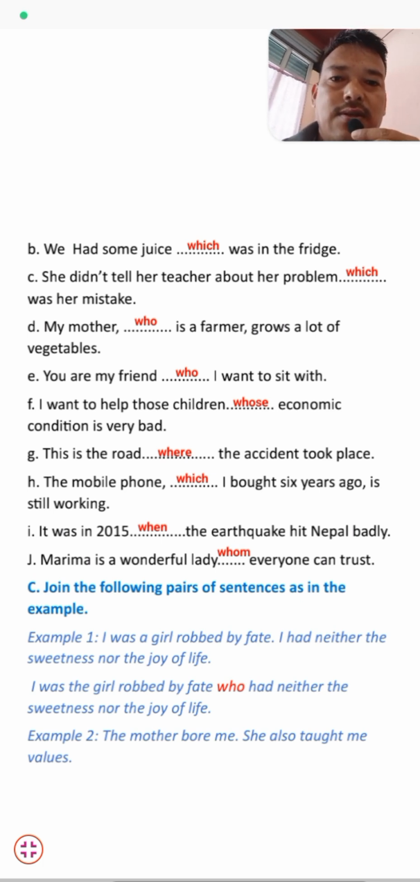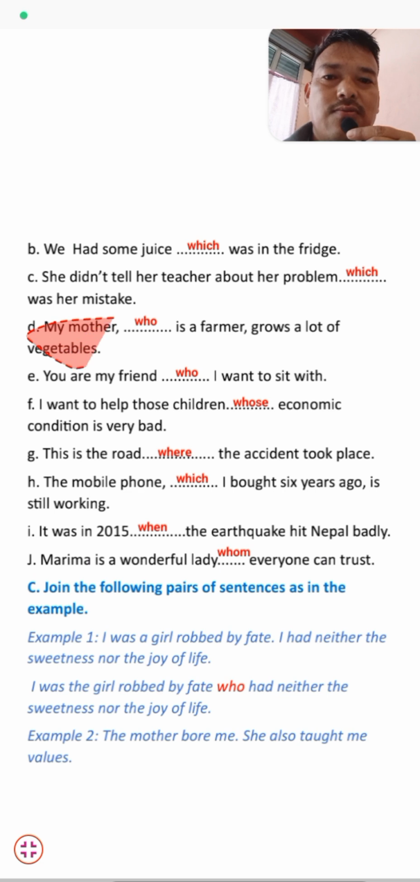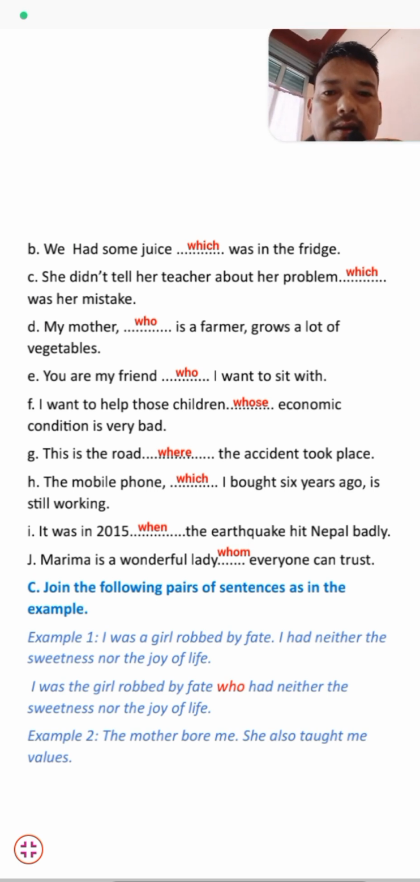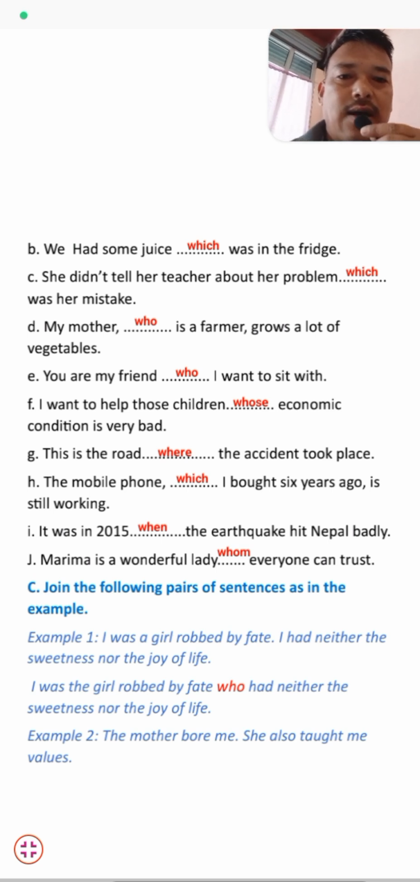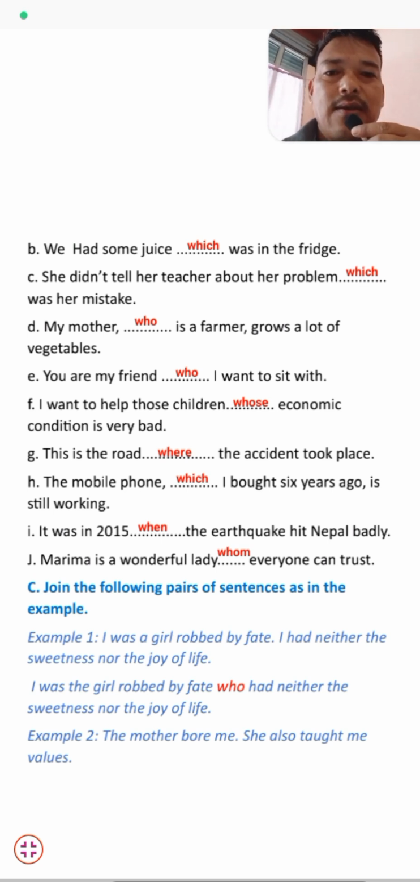And number C: she didn't tell her teacher about her problem, dot dot was her mistake. Which was her mistake. Again, the word is which. My mother dot dot is a farmer, grows a lot of vegetables. You know whose mother? Mother who is a farmer. Mother is a person, and that's why we use the relative pronoun who here. You are my friend dot dot I want to sit with. Again, friend is also a person, then again who.